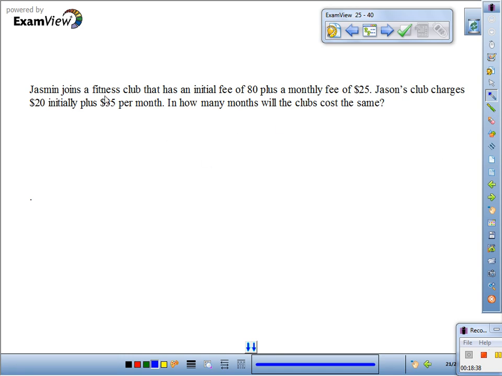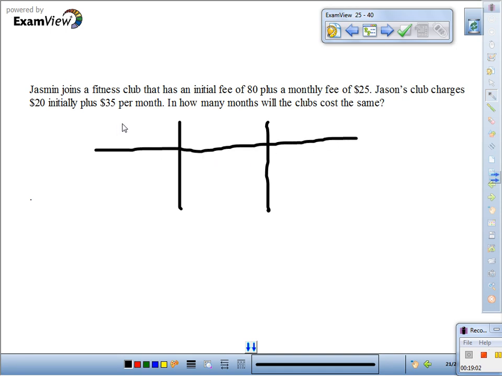It says, Jasmine joins a fitness club that has an initial fee of $80 plus monthly fee of $25. Jason's club charges $20 initial fee plus $35 a month. How many months will the clubs cost the same? So how many people are they talking about? 2. So I'm going to do 2 lines down. 1, 2, and 1 across. The first one is for Jasmine's club. I'm just going to write J. And the second one for Jason's club, I'm going to write JS.